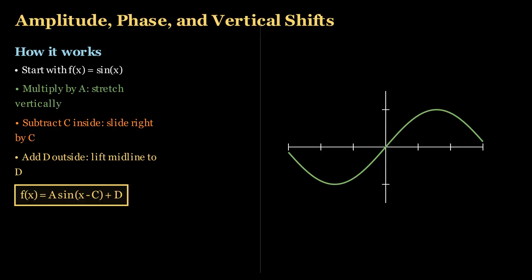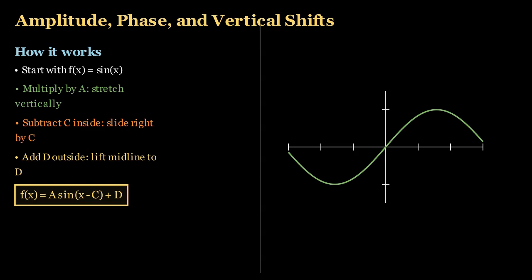Let's use these knobs to model a real tide. Suppose high tide reaches 5 meters and low tide falls to 1 meter, with a full cycle every 12 hours. We want a sine function that fits this. First, amplitude. The total height change is 5 minus 1, which is 4 meters. Amplitude is half of that, so a equals 2 meters. Next, vertical shift. The midline sits exactly halfway between high and low, so we average them. 5 plus 1 over 2 gives 3 meters. That's our d.